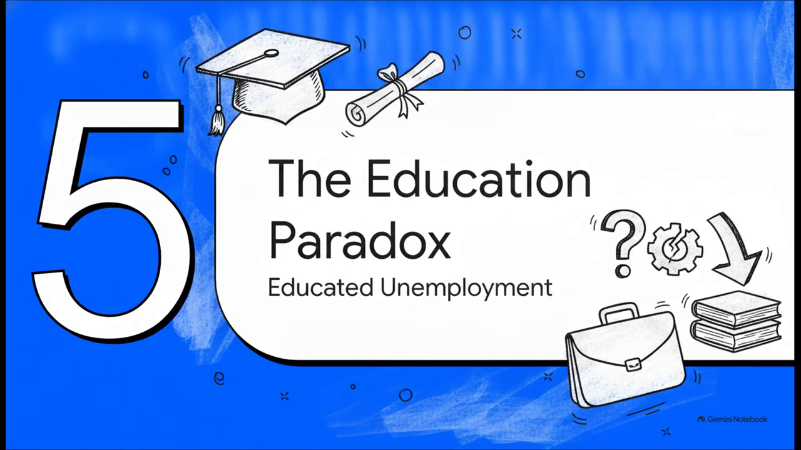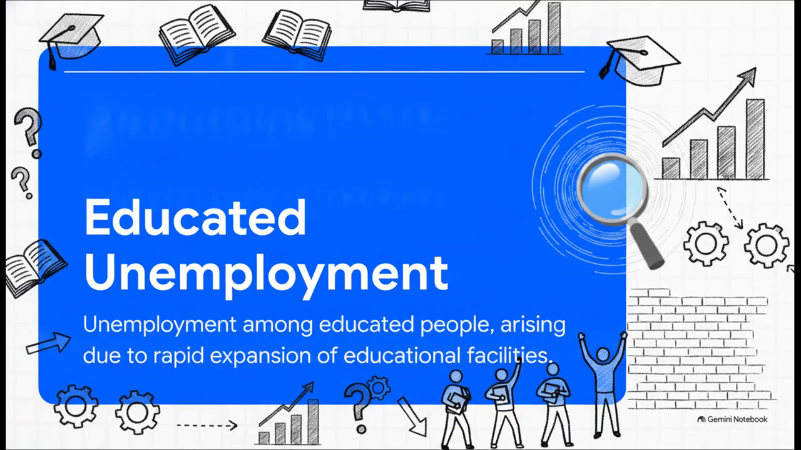And that leads us perfectly into Section 5, the education paradox, or educated unemployment. Educated unemployment refers to joblessness specifically among matriculate and higher educated individuals. And the bitter irony here is just hard to ignore.